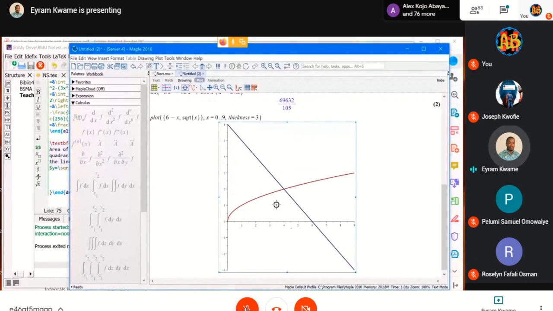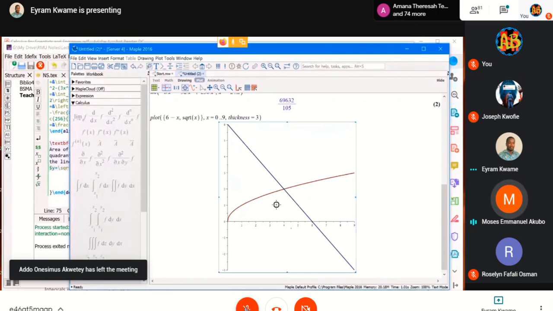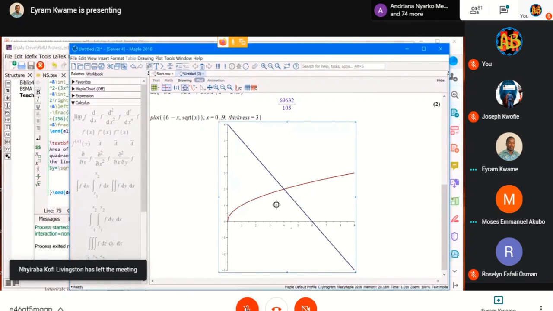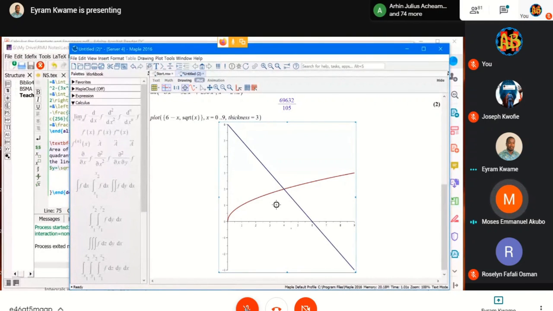Are we clear with this? Sir, the subject of the formula, is it not supposed to be y = x minus 6? What is y = x minus 6? What you change is the subject of the formula.